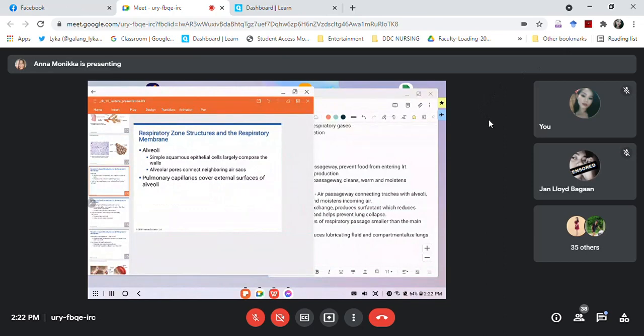Okay, alveoli. Simple squamous epithelial cells largely compose the walls. Alveolar pores connect neighboring air sacs. Your pulmonary capillaries cover the external surface of your alveoli. So you have your respiratory membrane. On one side of your membrane is air and on the other side is blood flowing past, formed by your alveolar and capillary walls. Gas crosses the respiratory membrane by diffusion. So oxygen enters the blood while carbon dioxide enters the alveoli.